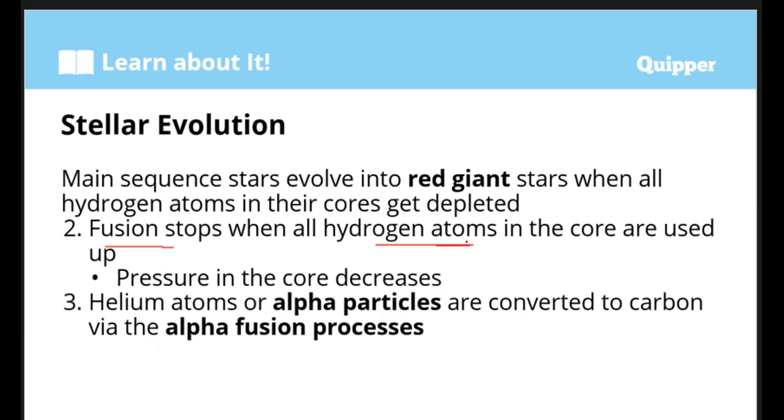So when all hydrogen atoms in the core are used up, the fusion stops inside the red giant star. And the pressure in the core decreases because it needs helium, but there is no helium available anymore to absorb. So helium atoms are converted to carbon via the alpha fusion processes. The helium atoms, the product of the proton-proton nucleosynthesis, are converted into carbon by the alpha fusion processes.